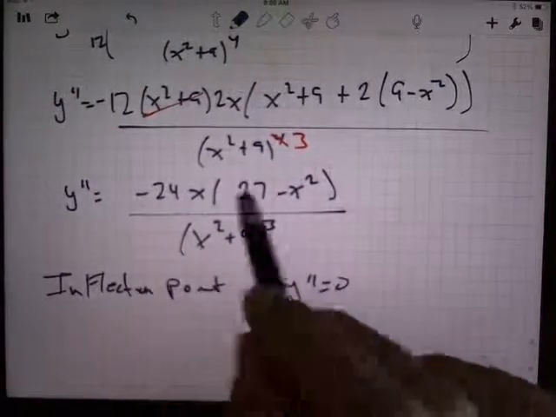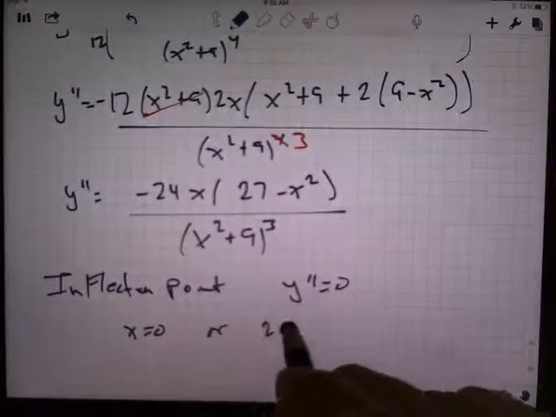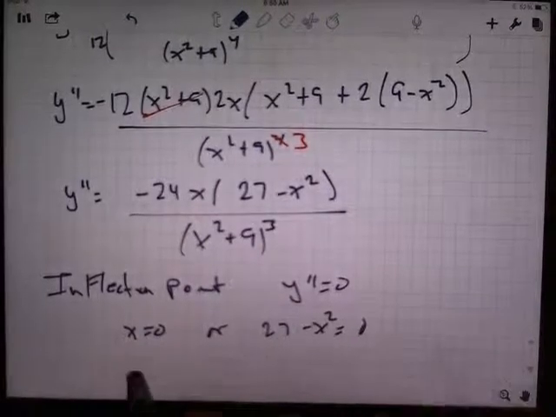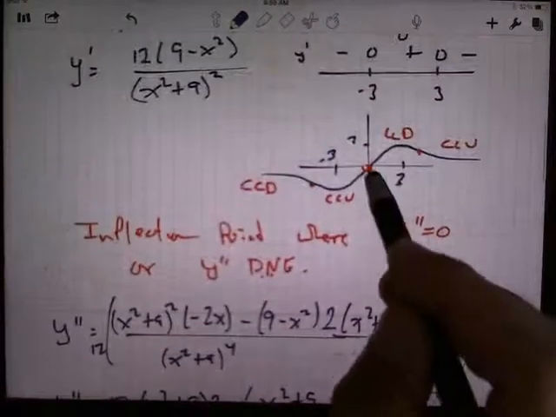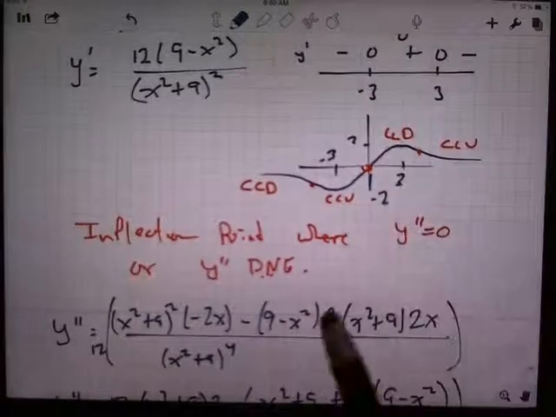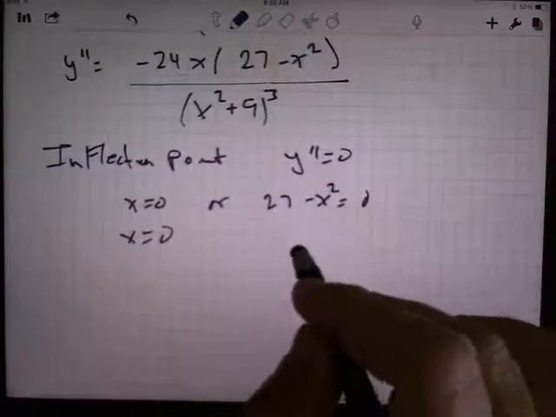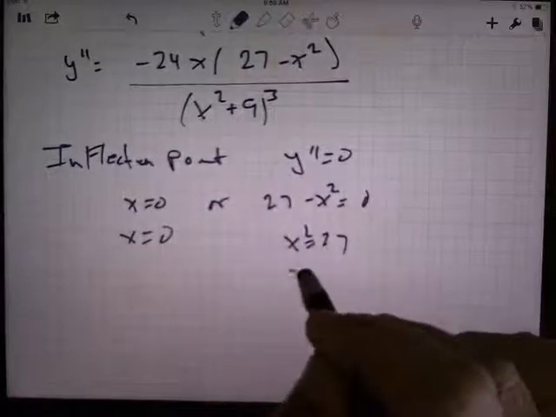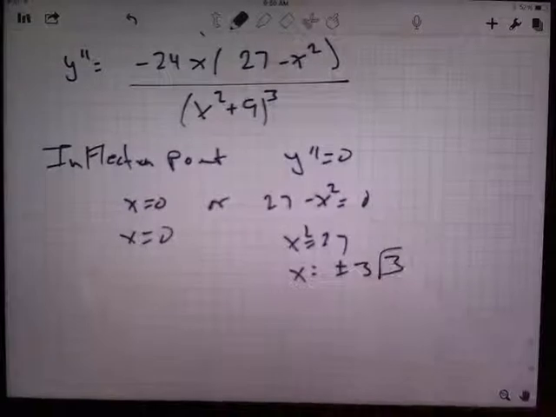Well, it's going to equal 0 when the numerator is equal to 0. So that's when x equals 0, or 27 minus x squared equals 0. So x equals 0, I had guessed that one. I had guessed that inflection point, right? There seemed to be some symmetry perhaps about the origin. So yeah, we got that one. And then I've got x squared equals 27. So x is plus or minus 3 times the square root of 3.